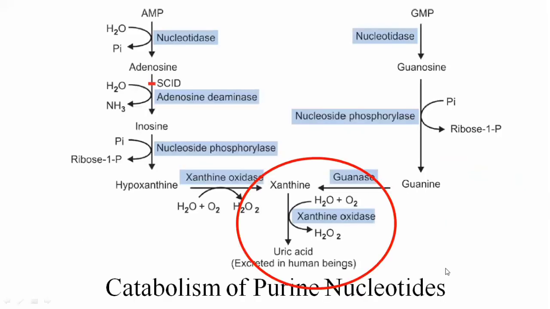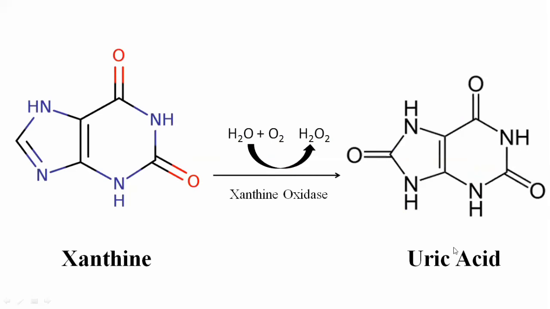Now this xanthine again is converted into the uric acid. Now finally there is the formation of the uric acid, as uric acid is the end product of the guanine catabolism. So this xanthine is converted into the uric acid with the help of the enzyme known as xanthine oxidase. So this xanthine oxidase means it's going to cause the oxidation of the xanthine. In this reaction, it also requires the presence of the water and oxygen, and this water and oxygen is converted into hydrogen peroxide. So there is the formation of the hydrogen peroxide and uric acid in this reaction.